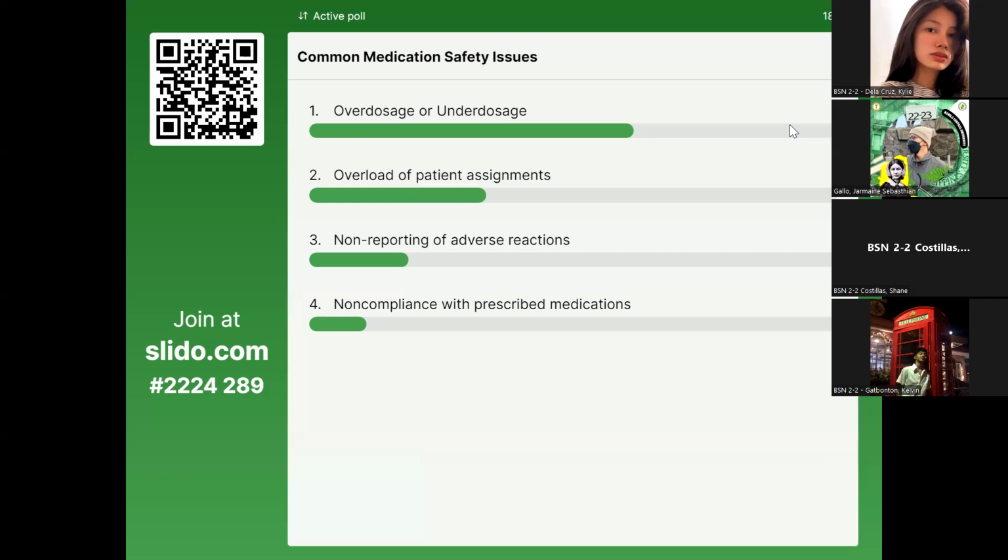Ang sinagot ko po dyan ay yung same po kay Edison, which is yung overload of patient assignment. And sa tingin ko po, isa rin po ito sa common medication issue na maaaring mag-lead into complications sa patient.